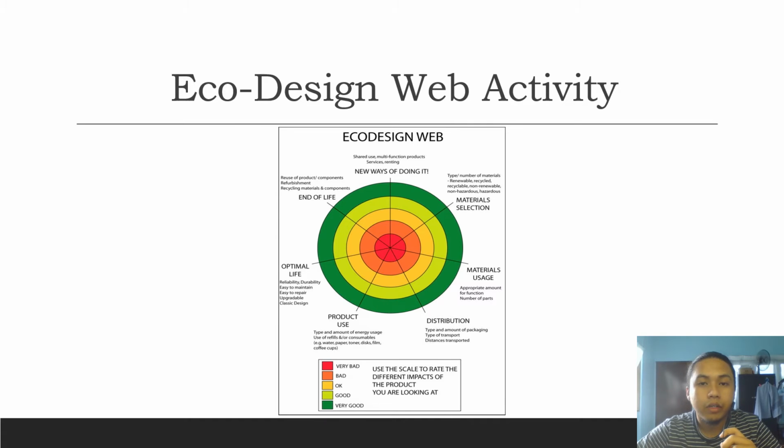Assalamualaikum warahmatullahi wabarakatuh. My name is Muhammad Zarif Hilmi bin Muhammad Zainuddin and I will continue the presentation about the Eco Design Web. Basically, Eco Design Web is using a lead wheel that allows us to see through the potential for environmental improvement. In Eco Design Web, the template that we use includes 8 strategies to be overviewed, which is new way of doing it, material selection, materials usage, distribution, product use, optimal life, and the end of life.